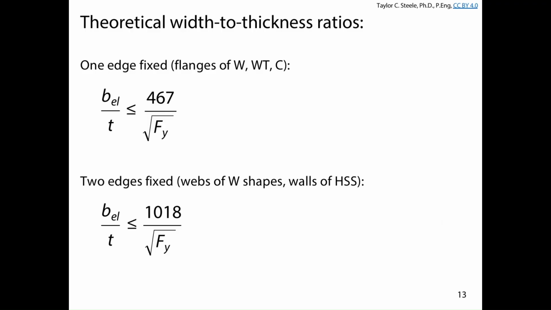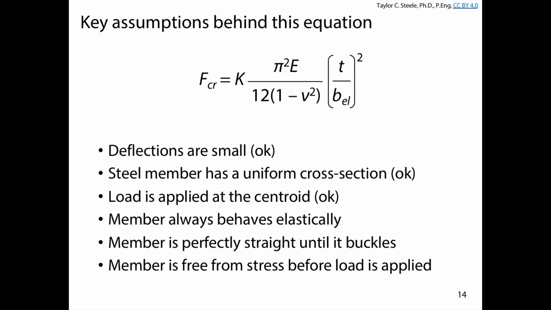Okay. So, problem is we can't use these numbers. And the reason we can't use these numbers is because just like for the Euler elastic buckling equation, we're assuming small deflections, which is fine, uniform cross-section, which is fine, loads applied at the centroid, which is fine. But we're also assuming the member always behaves elastically, which on Monday we said was not fine. We assume that the member is perfectly straight until it buckles, which again on Monday we said is not fine. Nothing can be perfectly straight, right? We cannot make it perfect. And that the member is free from initial stress before the load is applied, which again, for cross-sections that are hot rolled, that have significant residual stresses, is also an assumption that is not okay.